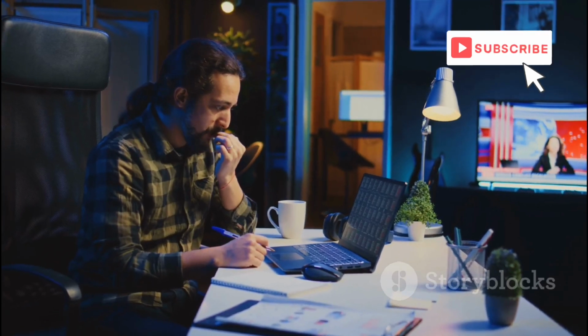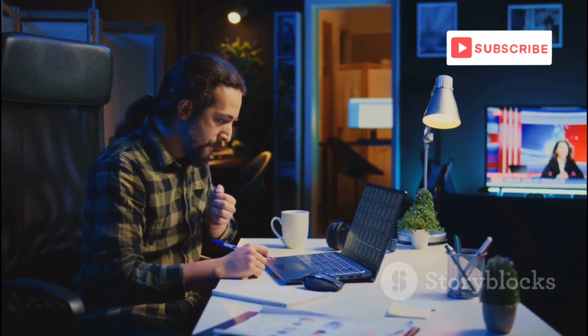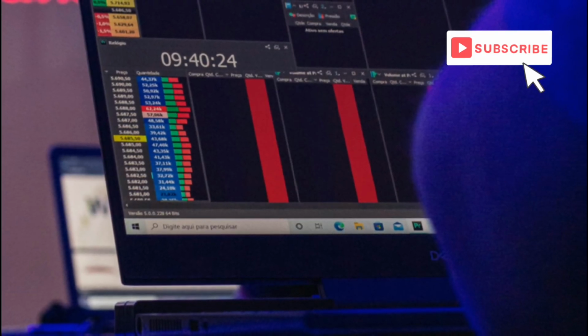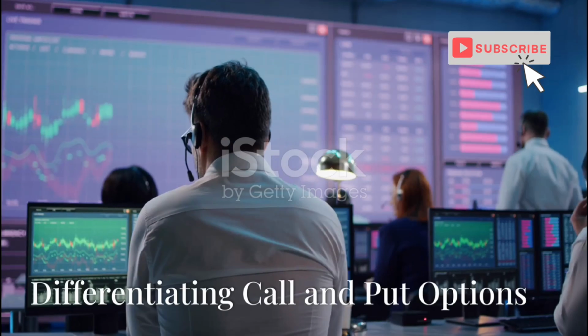However, if TSLA's price remains above the strike price, you would let the option expire, and your loss would be limited to the premium paid for the put option.